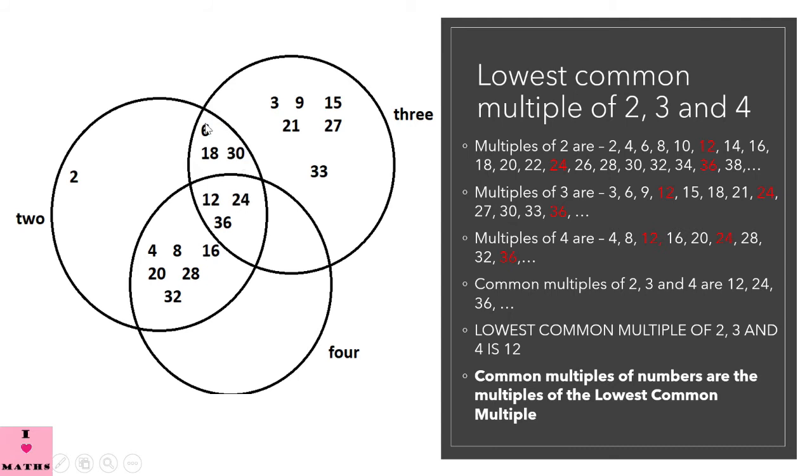Now the numbers which are there in this portion, they are the multiples of 2 as well as the multiples of 3, because they are part of this circle also and this circle also. Now the numbers in this small triangular portion are the multiples of 2, 3, and 4. So these are the common multiples of 2, 3, and 4. So children, I hope you would have understood the lowest common multiple and its concept.